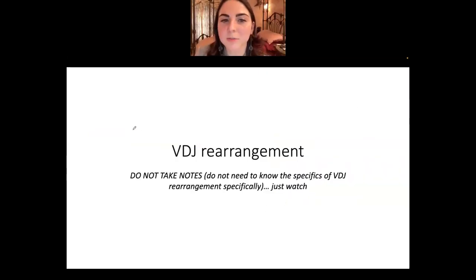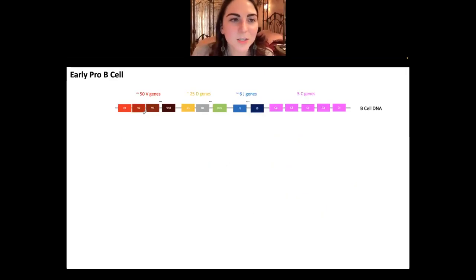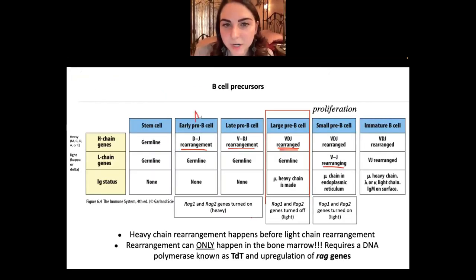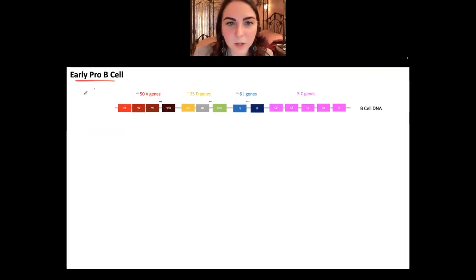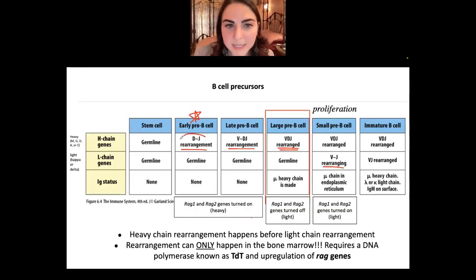Hopefully it's going to make sense here. Don't take notes. You don't have to know the specifics of this at all. I just want you to see this process because it doesn't really make sense without visualizing it. So I made a little diagram of what this VDJ rearrangement is. We're going to be in the early pro-B cell. So if we go back, we're going to start here. We're going to start with that heavy chain rearrangement first. The first thing that's going to happen, and you can follow along too, is this DJ rearrangement.